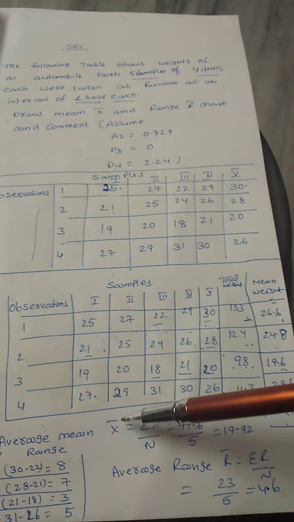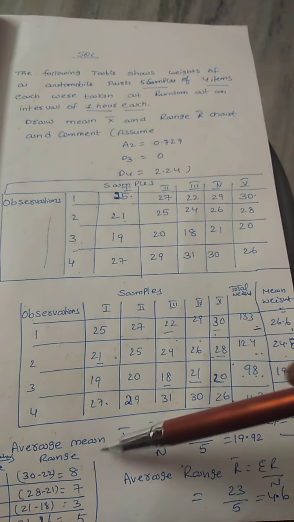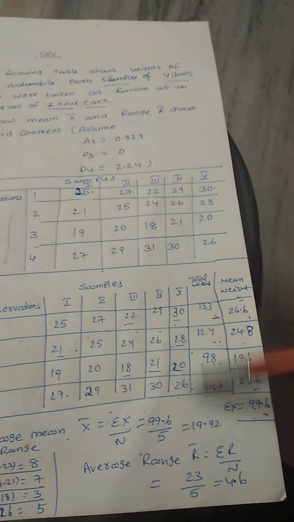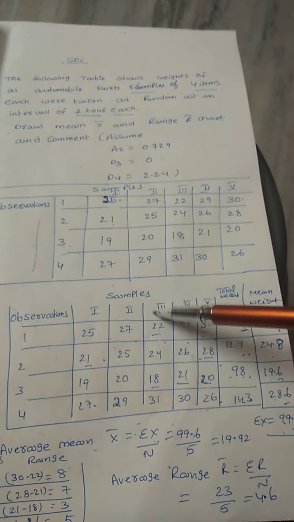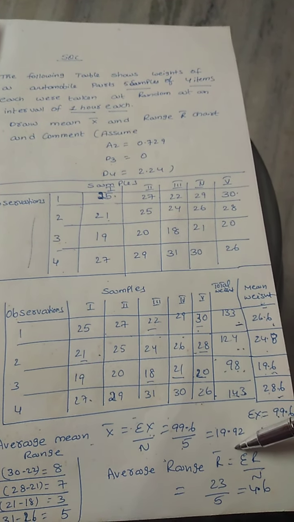What is the formula of X bar? X bar is equal to sigma x by n. Average mean of X bar is equal to sigma x by n, that is 99.6 divided by how many observations, how many total n's are there? 1, 2, 3, 4, 5. So n is 5. 99.6 by 5, 19.92.